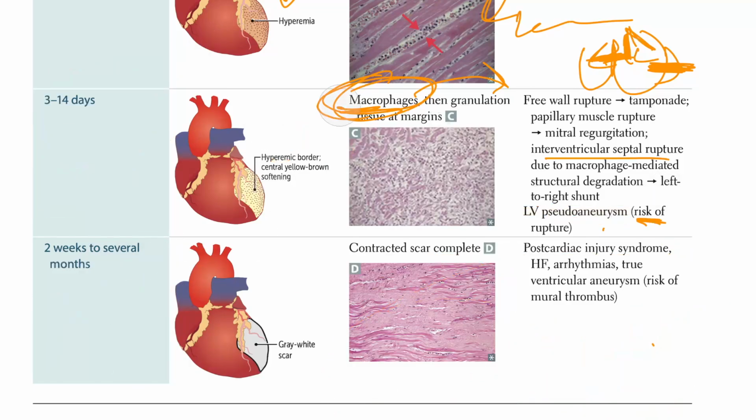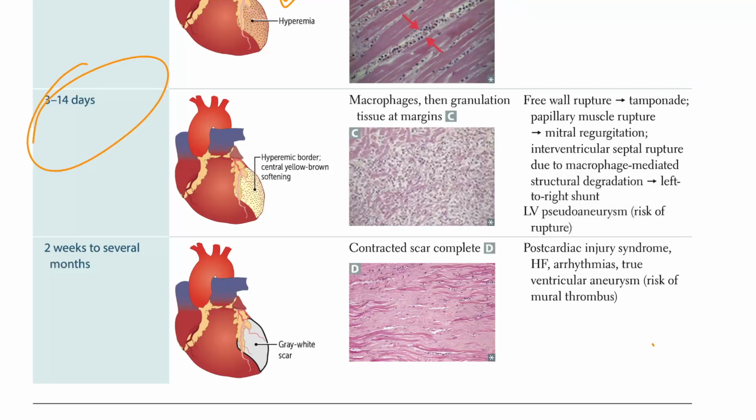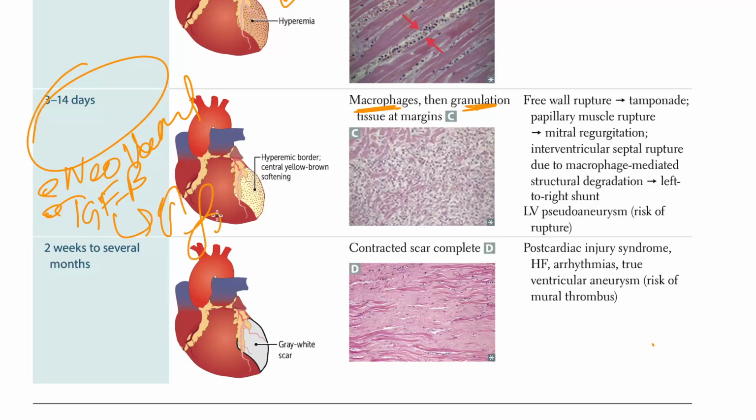Okay, so that is all we have here. But one more extra point that we need to know: for 3 to 14 days, you will see macrophages. On top of that, you will see granulation tissue and neovascularization, meaning new vessels will form at this point. And also TGF-beta will cause an increase in fibroblast proliferation and migration at this point, in 3 to 14 days.